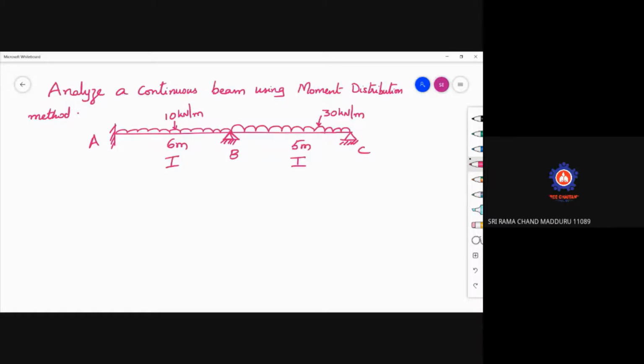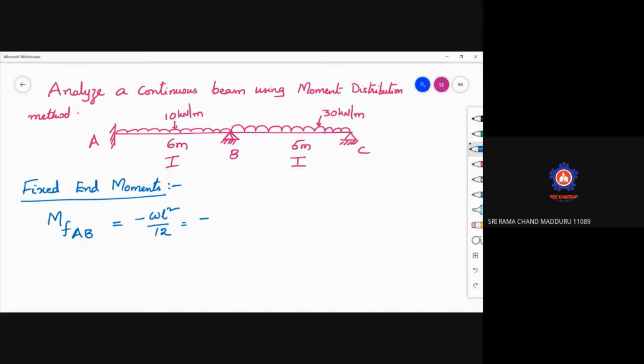So in the first step, we'll calculate the fixed end moments. Keep a heading: fixed end moments. MFAB is equal to minus WL square by 12, minus 10 into 6 square by 12. So the value will be minus 30 kilonewton meter.